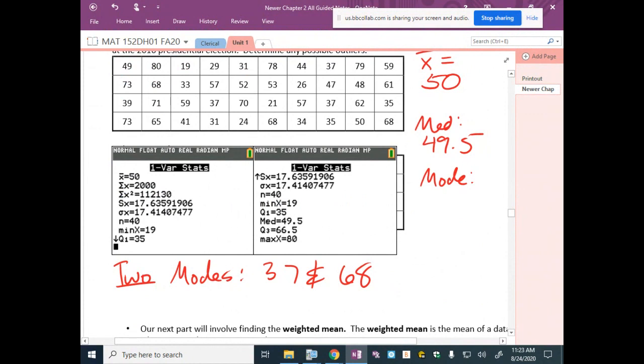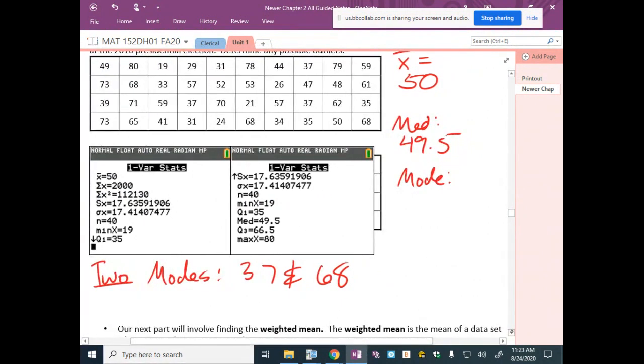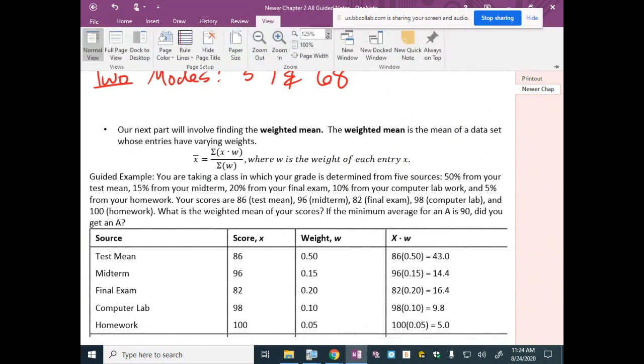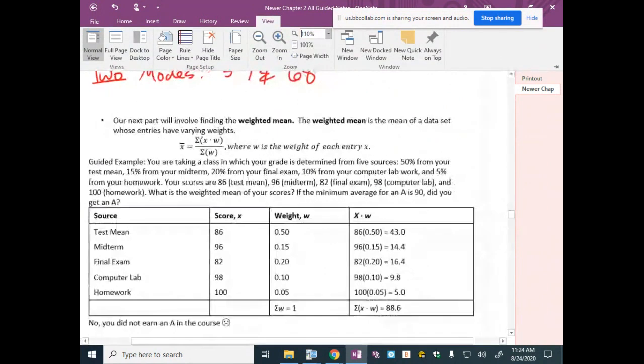All right, we're now going to involve a weighted mean. Finding a weighted mean is finding the mean of a data set whose entries have varying weights. So basically, we add the sum of the individual scores times their weights and then divide by the total weight. Now, when it comes to grades, the total weight would be 1 or 100%.